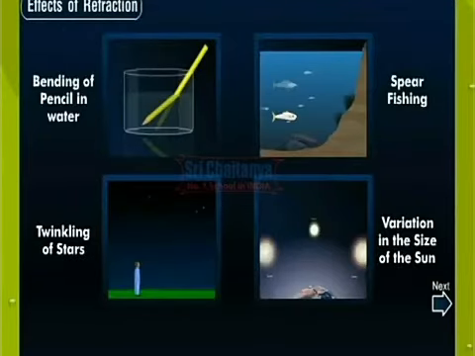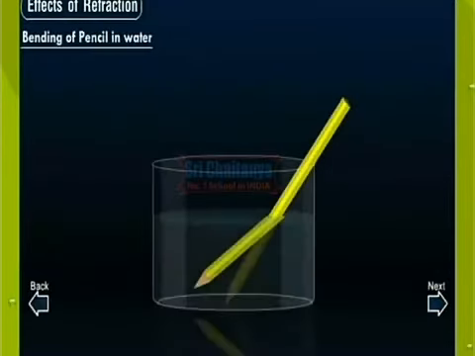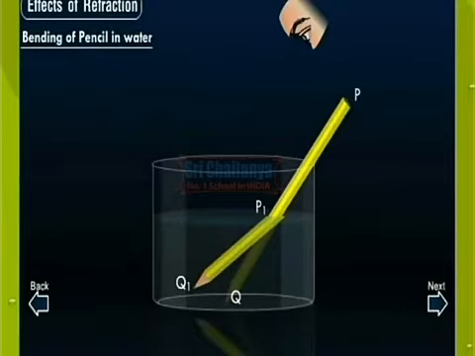Here are some of the effects of refraction. A straight pencil, PQ, when immersed obliquely in water, a portion of it appears to be shortened and raised up as P1Q1 under the water. Let us understand this with the help of a ray diagram.